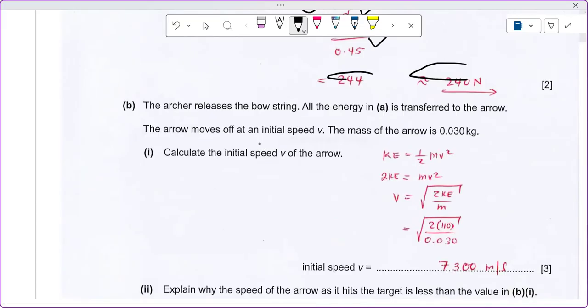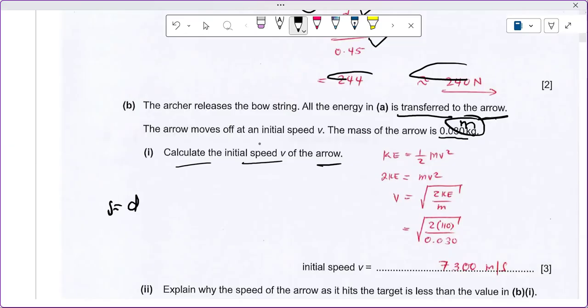Then we said now, the archer releases the bowstring and all the energy is transferred to the arrow, which means when the work done or the elastic potential energy is released, it's being converted into kinetic. Now they're going to ask you to calculate, not necessarily the kinetic energy, but something else, because you already know the work done is equal to the kinetic energy. The mass of the arrow is 0.0030 kg. So I know that's the mass.